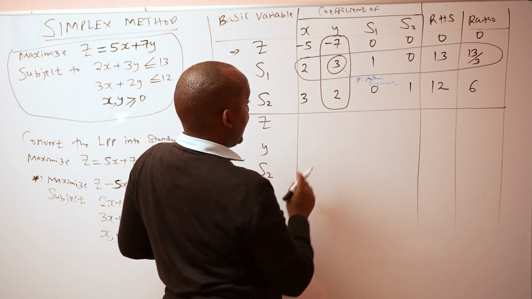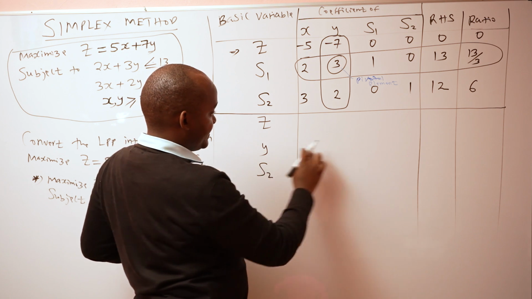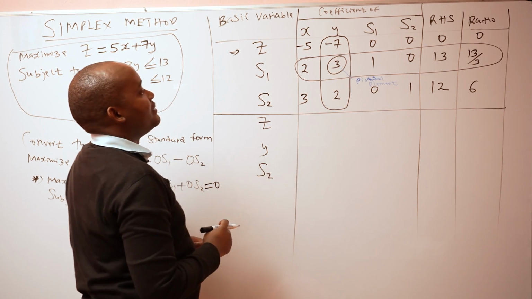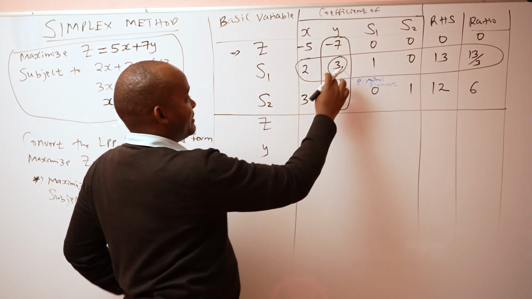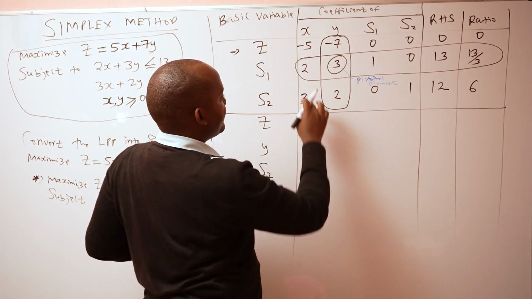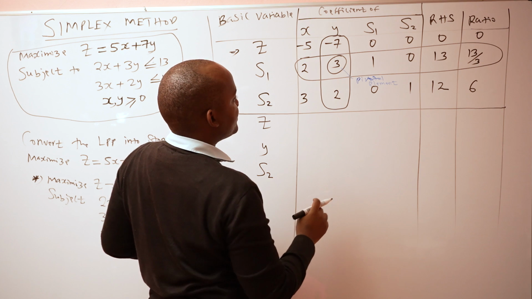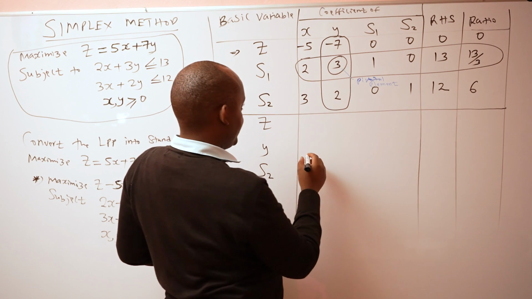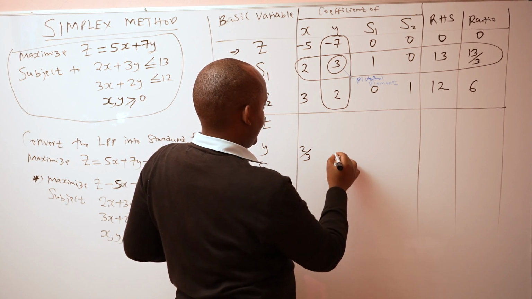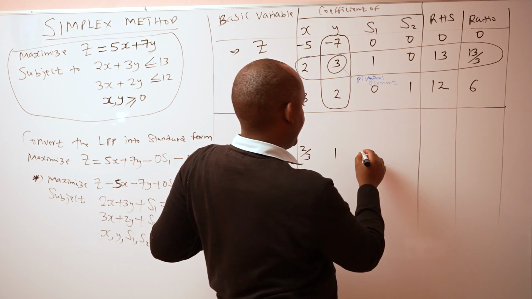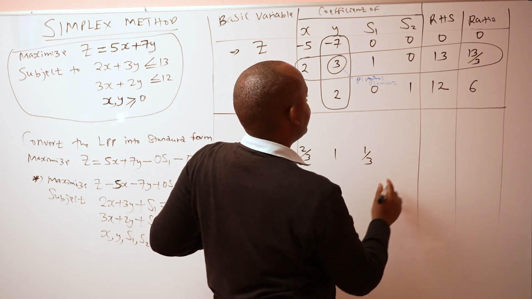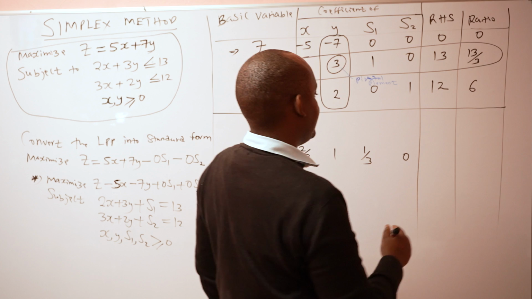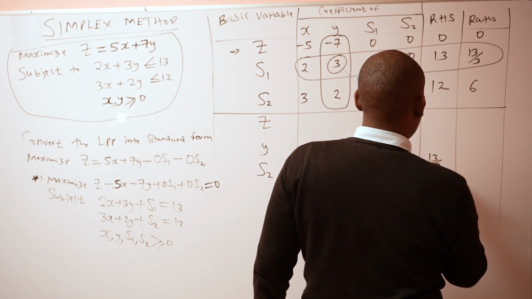Afterwards, for you to be able to fill in this particular row, you just divide all the members in the pivotal row by the pivotal element. For example, if you divide this by 3, it is going to give us 1. If you divide this by 3, it's going to give us 2/3. And you do that to all the members in that particular row. The next one is 1 divided by 3, you get a third. 0 divided by 3, you get 0. The next one is 13 divided by 3, which gives us 13/3.